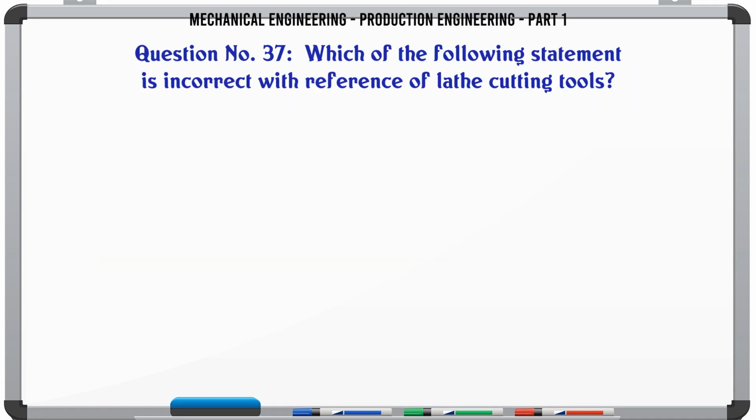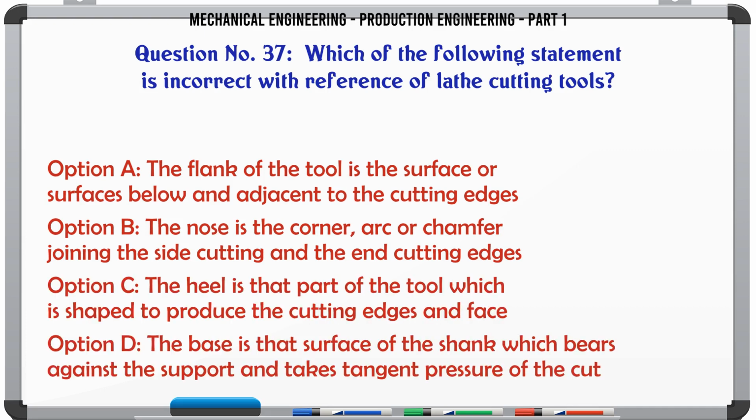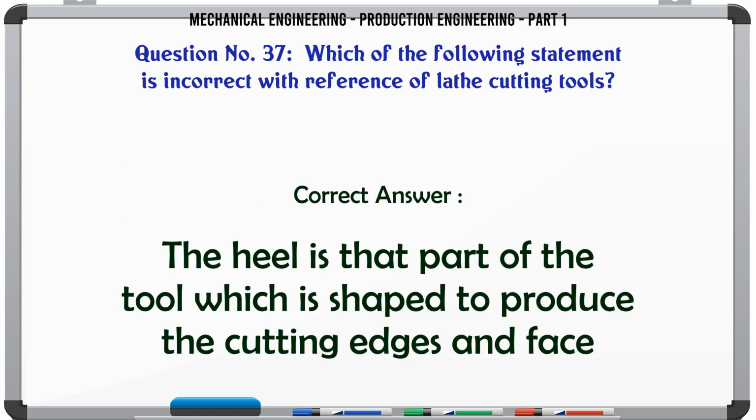Which of the following statements is incorrect with reference to lathe cutting tools? A. The flank of the tool is the surface or surfaces below and adjacent to the cutting edges. B. The nose is the corner arc or chamfer joining the side cutting and the end cutting edges. C. The heel is that part of the tool which is shaped to produce the cutting edges and face. D. The base is that surface of the shank which bears against the support and takes tangent pressure of the cut. The correct answer is the heel is that part of the tool which is shaped to produce the cutting edges and face.